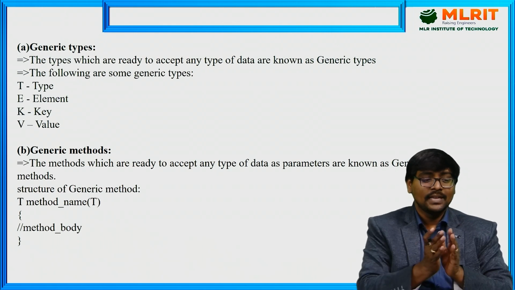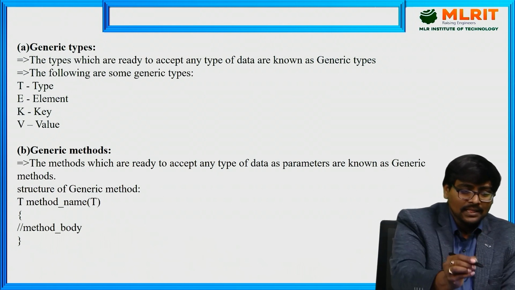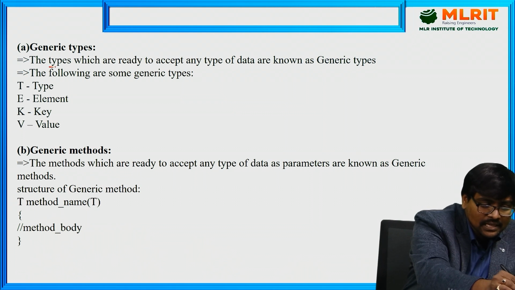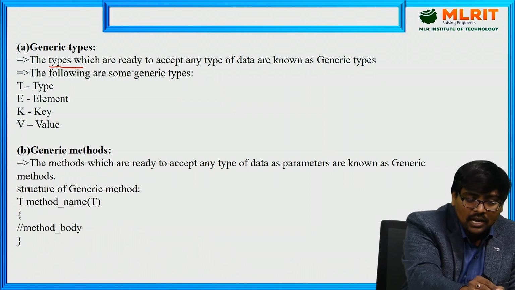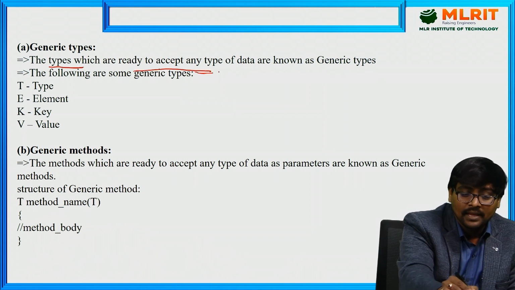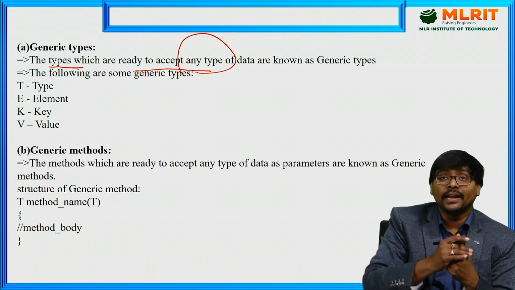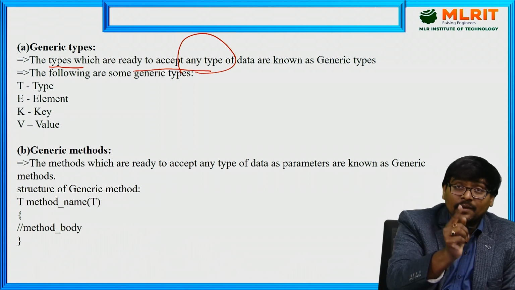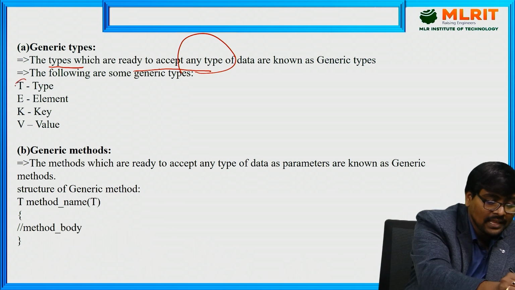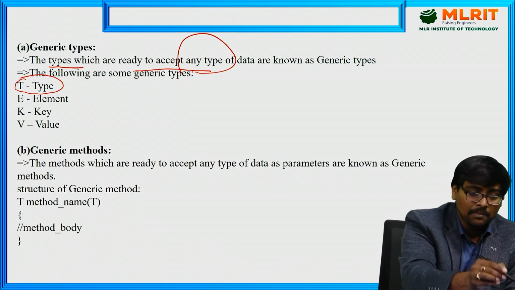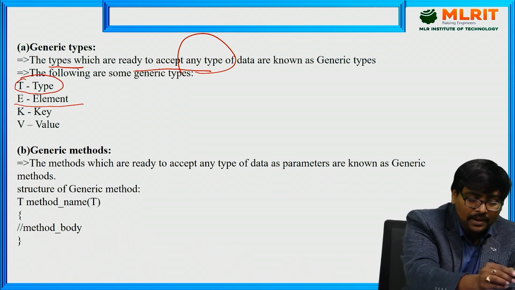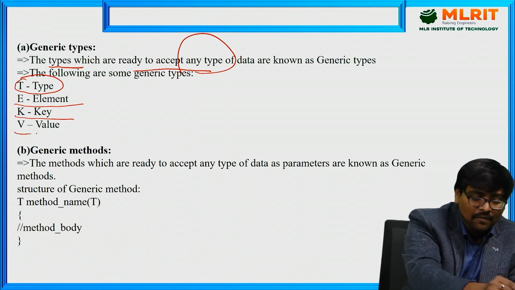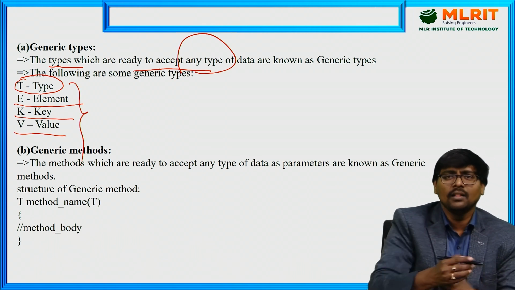Coming to generic types. The types which are ready to accept any type of data are called generic types. So here different generic types are there. T specifies type, E specifies element, K is the key, V is the value. What are all these things?